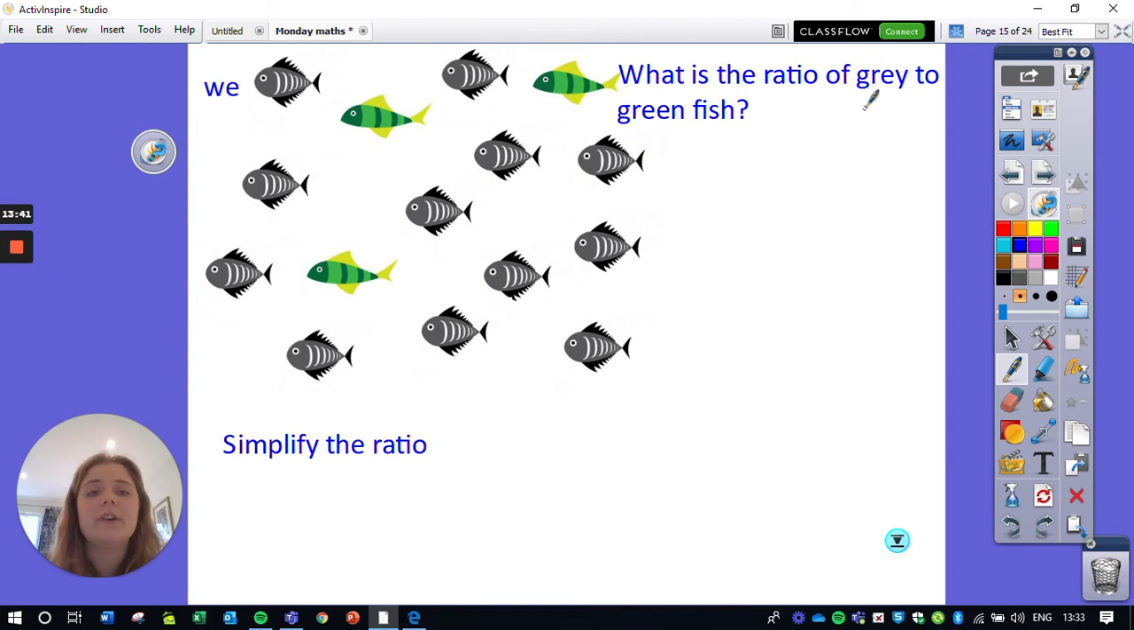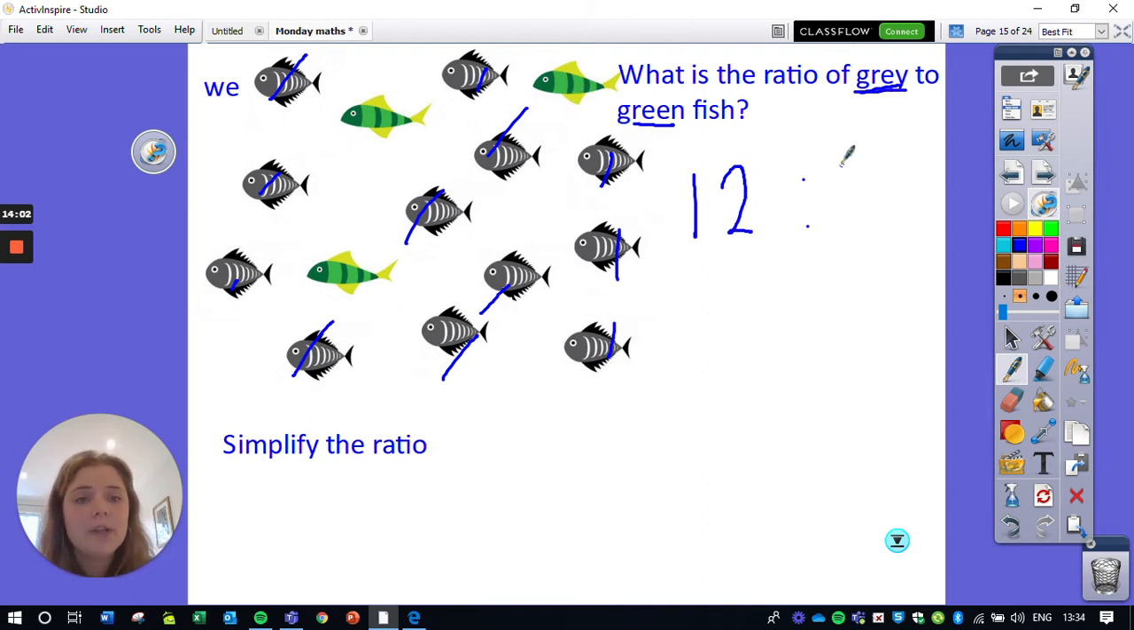Okay, how about when we've got a question with some drawings of some fish? What is the ratio of grey to green? You've got to start by counting the grey. 1, 2, 3, 4, 5, 6, 7, 8, 9, 10, 11, 12. There were 12 grey fish. I put that first because in the question it said grey to green. Now count the green. 1, 2, 3. 12 to 3.